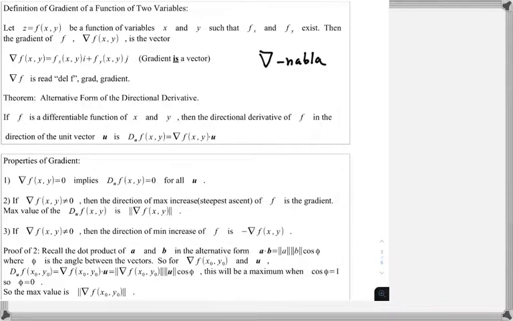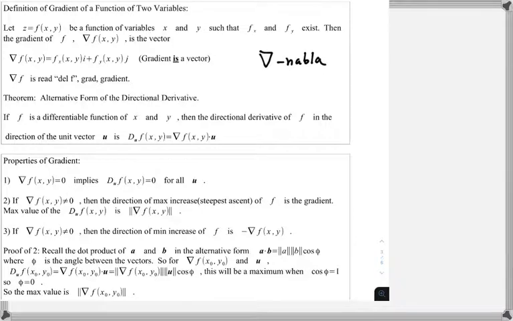So for the gradient of f at x naught, y naught, and u, the directional derivative of f at x naught, y naught in the direction of u is equal to the gradient of f at x naught, y naught dot product with the unit vector u. That dot product is equal to the magnitude of the gradient of f at x naught, y naught times the magnitude of the unit vector u times the cosine of phi. That phi is the angle between the two vectors.